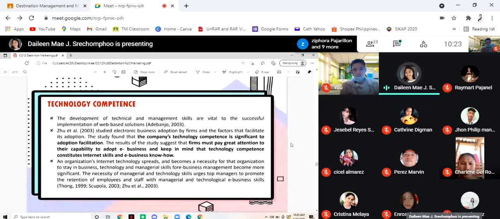The company's technology competence is significant to adoption facilitation. Firms must pay great attention to their capability to adapt to e-business and keep in mind that technology competence constitutes internet skills and e-business know-how. So, alam naman natin ngayon na halos lahat ng business ay technology-based. So, kapag yung organization natin ay technologically competent, mas maayos yun kasi mas mabilis silang makapag-adapt sa mga makabagong technology.